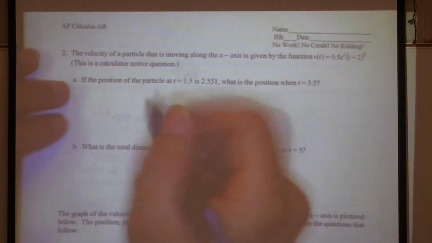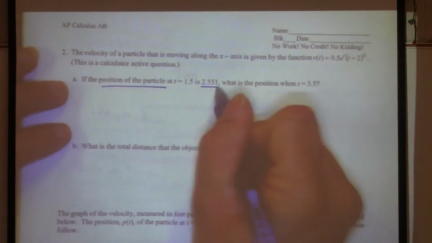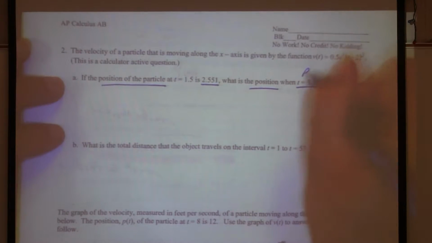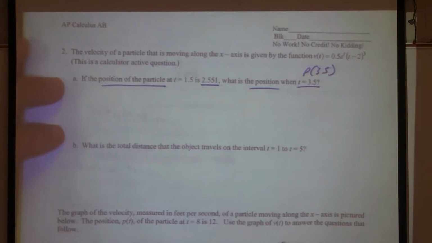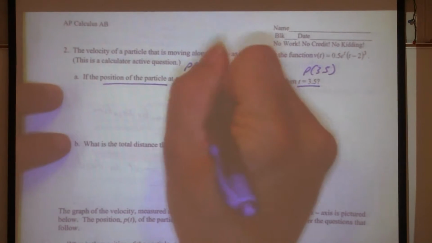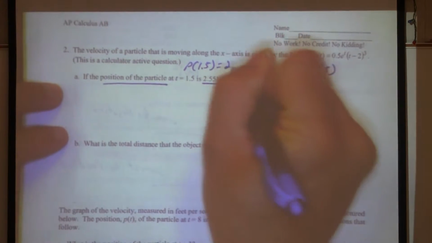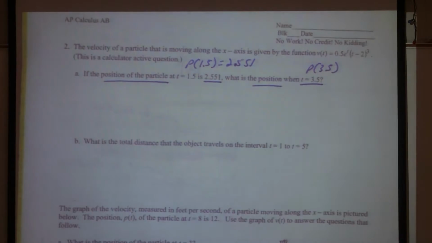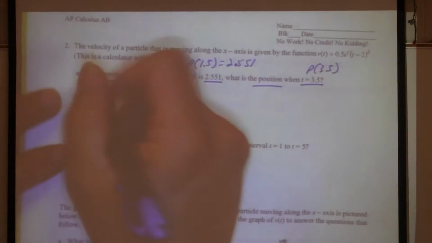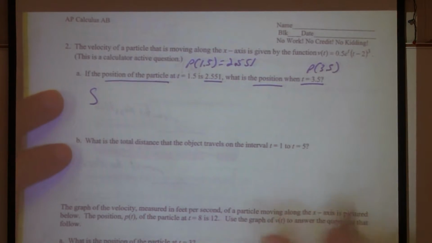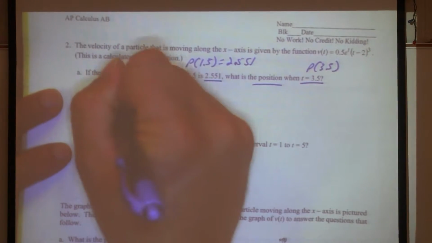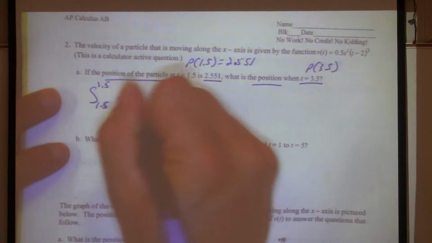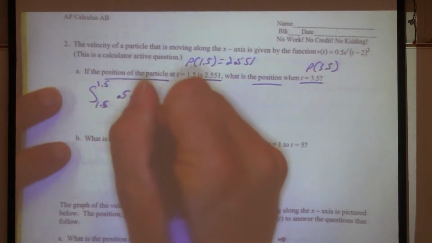But the first question says, if the position of the particle at 1.5 is 2.551, what is the position when t is 3.5? So we're looking for a position. We're given velocity. We know we need to set up a what? We've got to set up an integral in order to get that position function. What would my integral be? 1.5 to 3.5 of v of t, which I'm going to write out because I'm going to have to type it in my calculator.